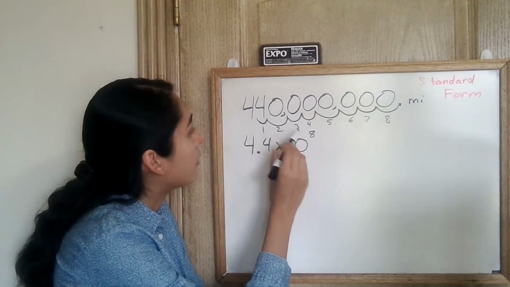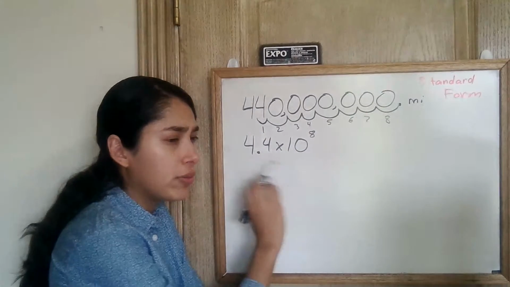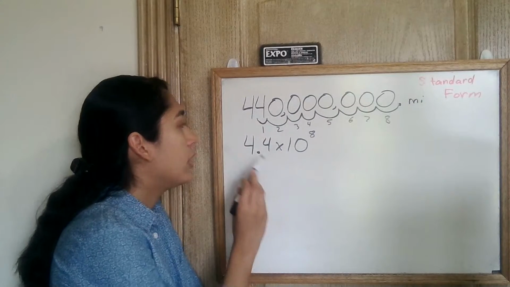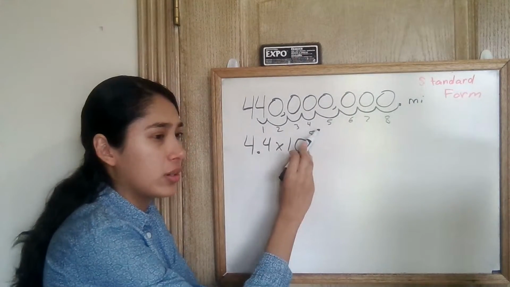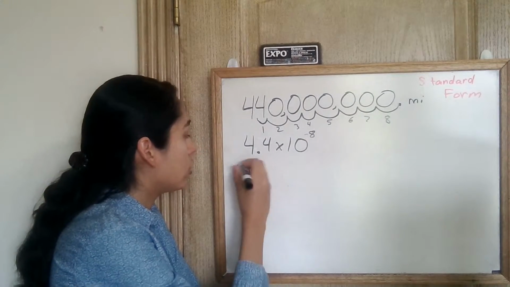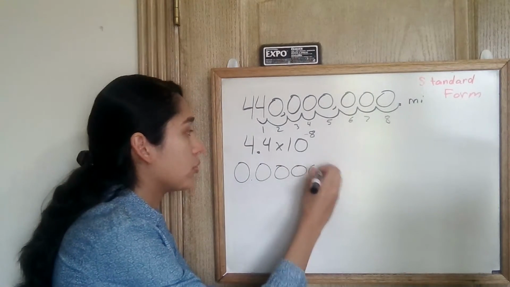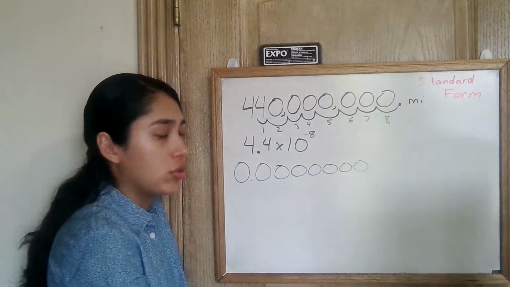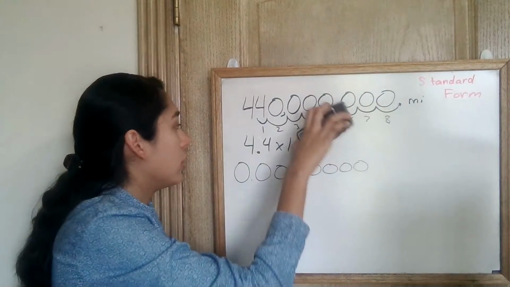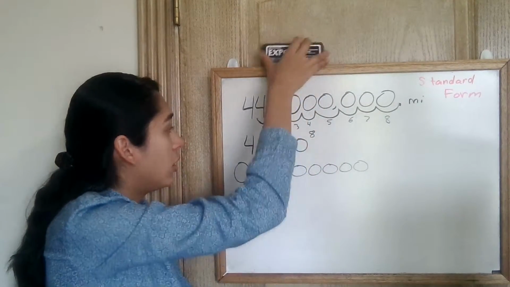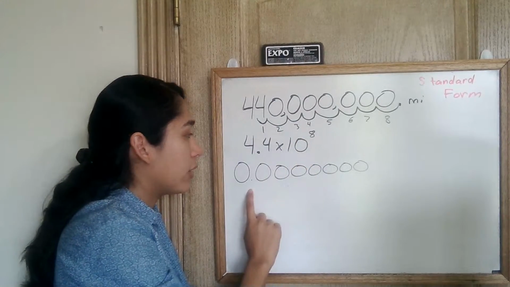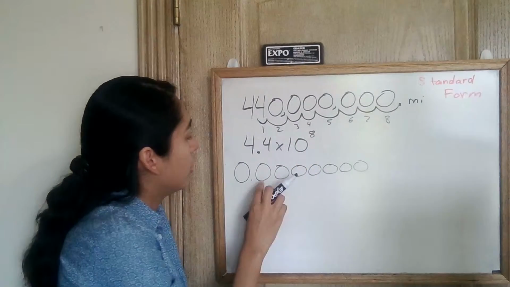So here we have, and also a great way to know intuitively that it's going to be a positive value is because this is a big number. If this was a negative 8, it would actually be like 0.00000000. So a big number needs a positive exponent. A small number, a negative exponent, means like a very small number.